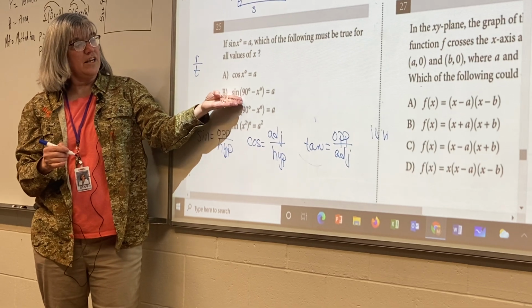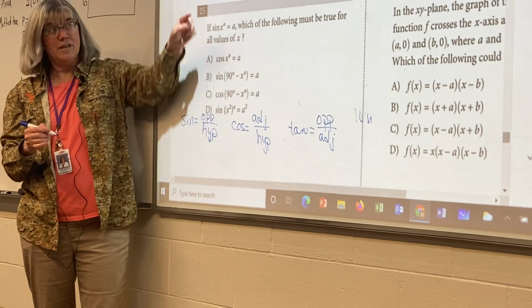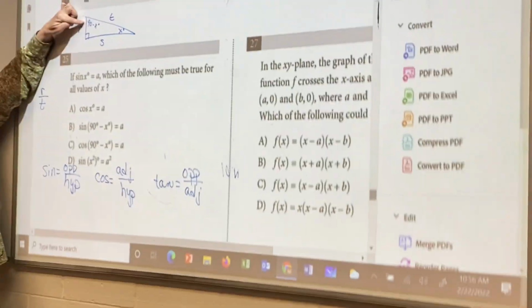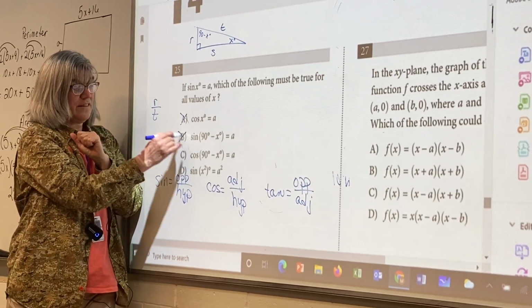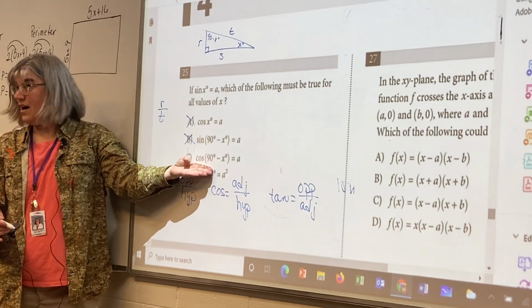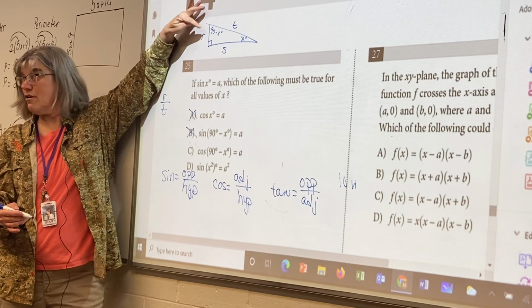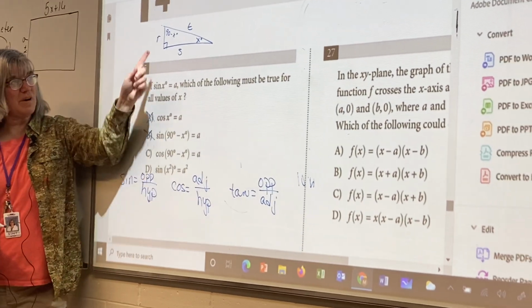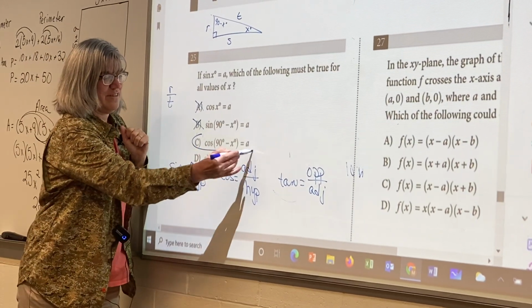Is the sine of 90 minus x going to be R over T? Here's my 90 minus x angle. The sine of that is what? S over T, right? It's not this one, it's not this one. Is the cosine of this angle, which is 90 minus x, going to be R over T? Yes, it is. Do you see that? The cosine is my adjacent side divided by my hypotenuse. Does that make sense?